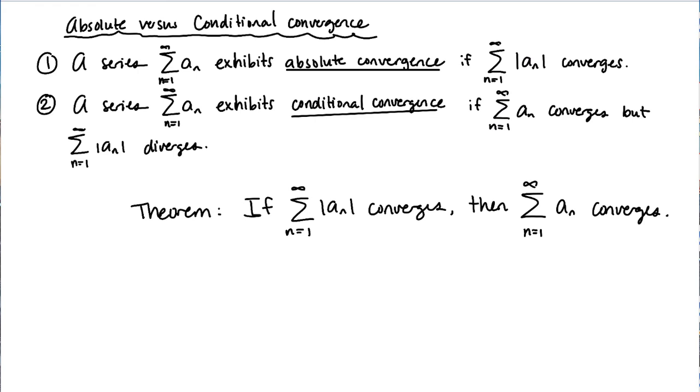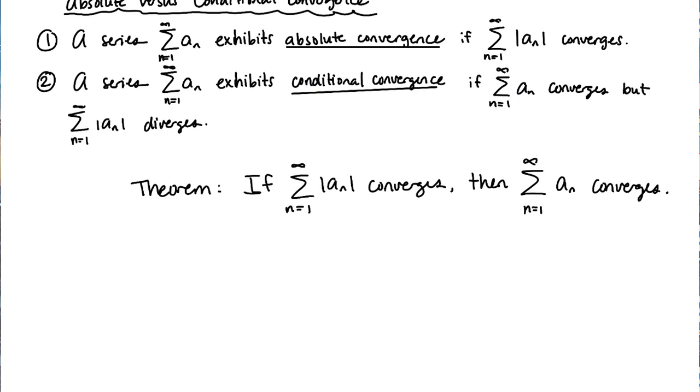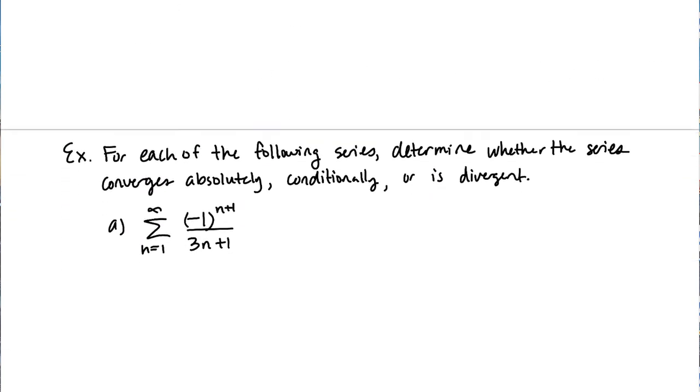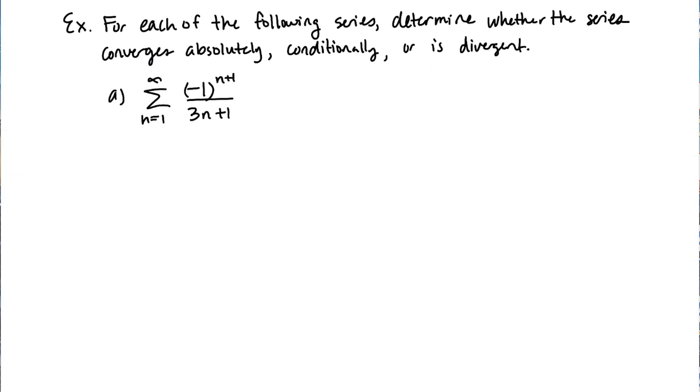So basically what you can't say is that because an original series converged, the absolute value of that series converged. You can't necessarily conclude that. They are not always going to have the same behavior as each other. So this is truly a one-sided statement, and you have to pay attention to the if and the then. It's not an equivalence. Okay, let's work on these definitions with some examples. So for each of the following series, we're going to determine whether the series converges absolutely, conditionally, or is divergent. Okay, so the series that we're going to start with is (-1)^(n+1) over 3n plus 1.